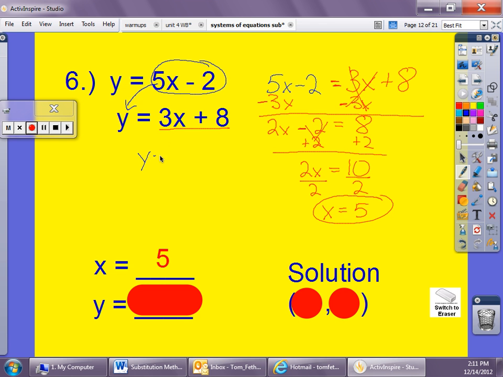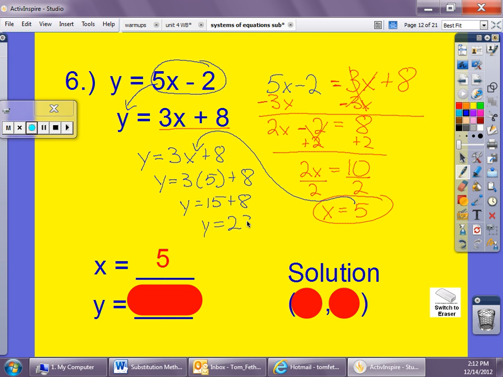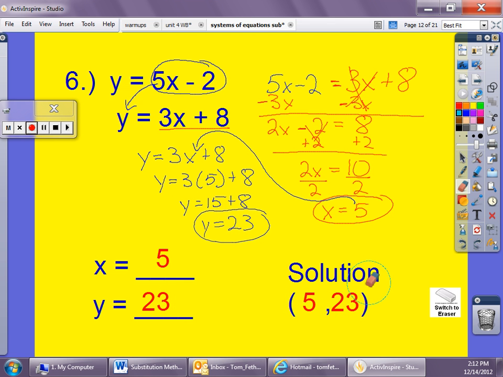So I'm going to pick y equals 3x plus 8. And I know that my x value is 5. I put that back in for x. So we get y equals 3 times 5 plus 8. 3 times 5 is 15. And 15 plus 8 is 23. So we get the y value of 23, which means our solution is the point (5, 23).